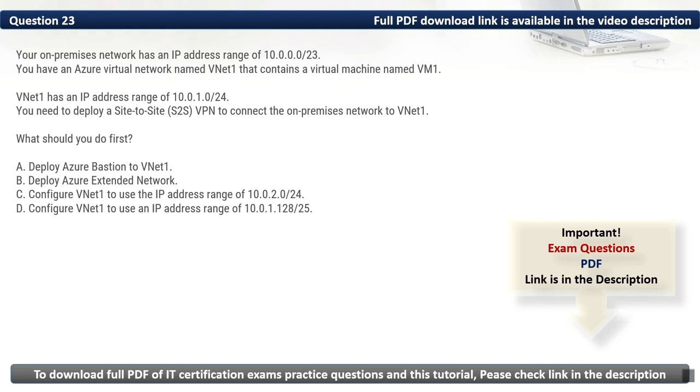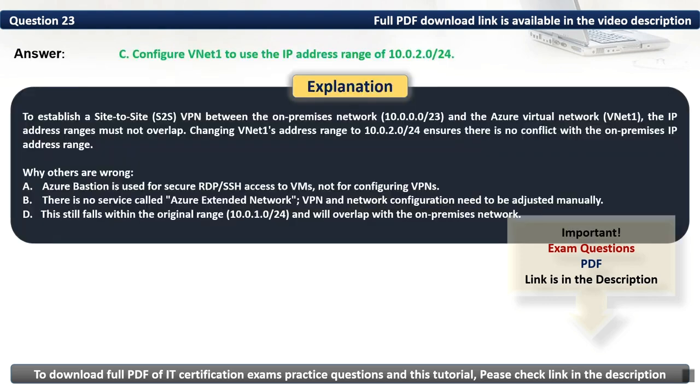As such, we should first configure VNet1 to use the IP address range of 10.0.2.0/24. Thus, the correct option is C. To establish a site-to-site VPN between the on-premises network and the Azure virtual network, the IP address ranges must not overlap. Changing VNet1's address range to 10.0.2.0/24 ensures there is no conflict with the on-premises IP address range.